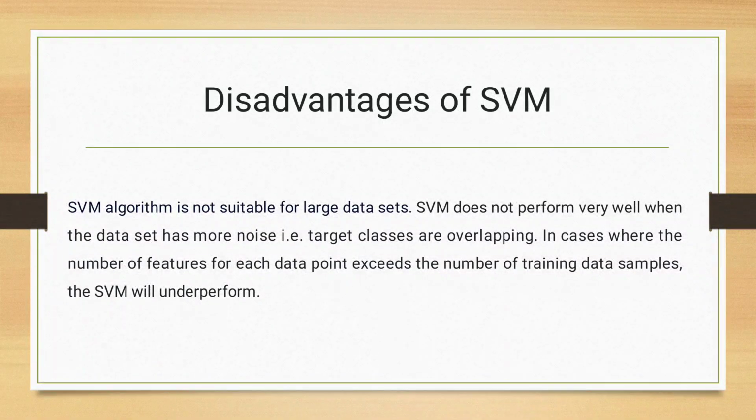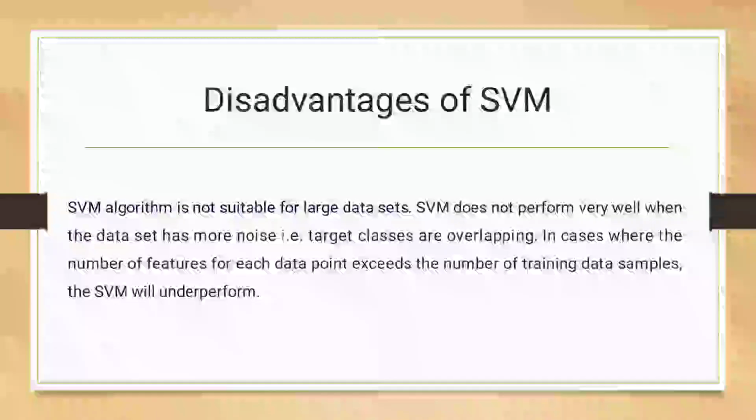Disadvantages of SVM. The SVM algorithm is not suitable for large datasets. SVM does not perform very well when the data has more noise, that is, when the target classes are overlapping. In cases where the number of features for each data point exceeds the number of training data samples, the SVM will underperform.